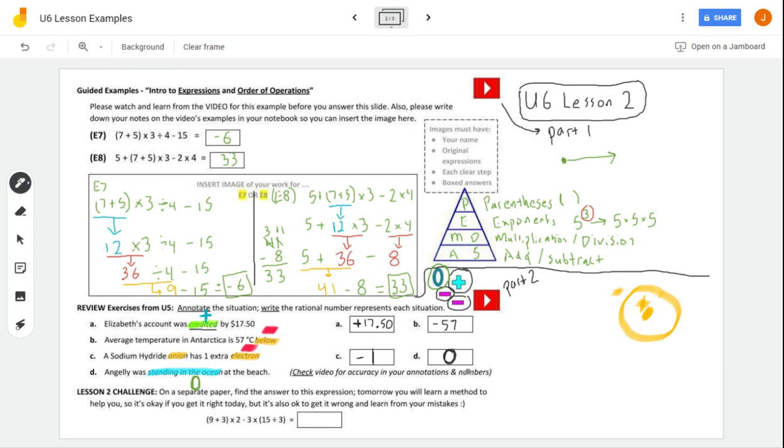So what you're going to do now is, on a separate sheet of paper, you're going to complete the lesson 2 challenge, solving this expression as best as you can using the order of operations. And then tomorrow you're going to see an example that will see if you're on the right track or not. It's okay if you got it right. It's okay if you get it wrong. Just learn from any mistakes if you did get it wrong this time, and you will not need to fix this answer here. This is your first attempt. Whereas most things we do want to fix it. This one is just your first attempt, and we'll fix it tomorrow if you get anything wrong.